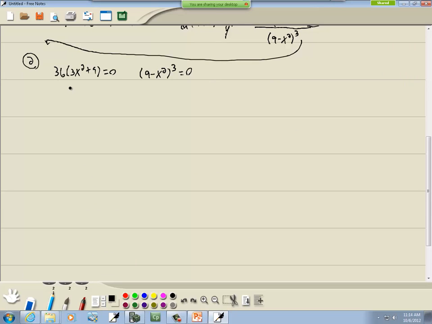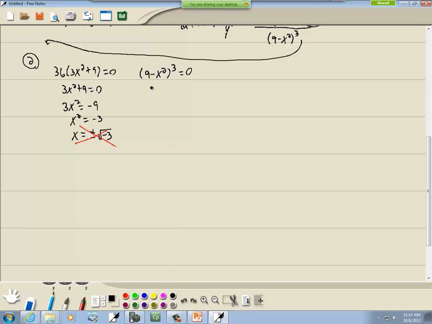Over here, I'll drop the 36, so I've got 3x squared plus 9 equal to 0. Remember, if you have something inside parentheses equal to 0 and a number in front, you can just drop the number. We'll take the 9 to the right side, becomes a negative 9. Divide both sides by 3. Then we get x squared equals negative 3. Drop the squared and put a plus or minus square root around the other side. But a negative inside of a square root gives us an i, so I can just drop that piece.